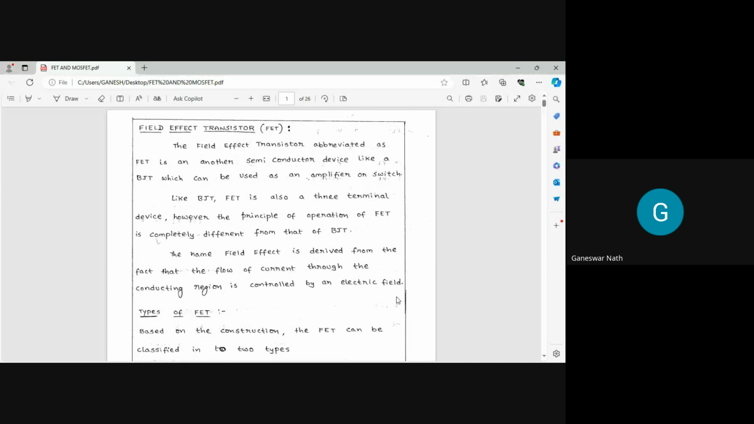So today we'll discuss, actually, we have completed the BJT transistor and the different modes of transistor configuration and all the details of working of the transistor. Today we'll start the field effect transistor, that is FET. All of you know the field effect transistor is a semiconductor device, just like a BJT, which can be used as an amplifier or a switch.